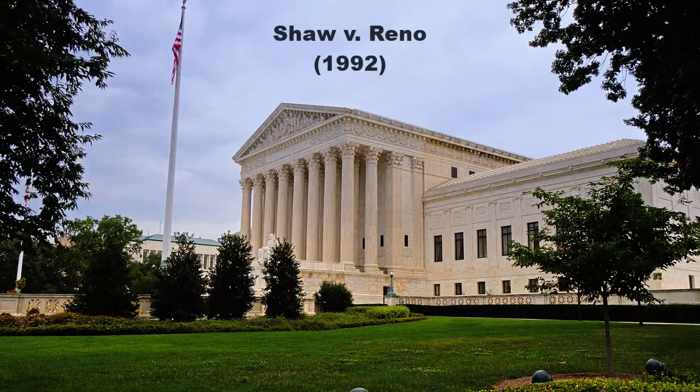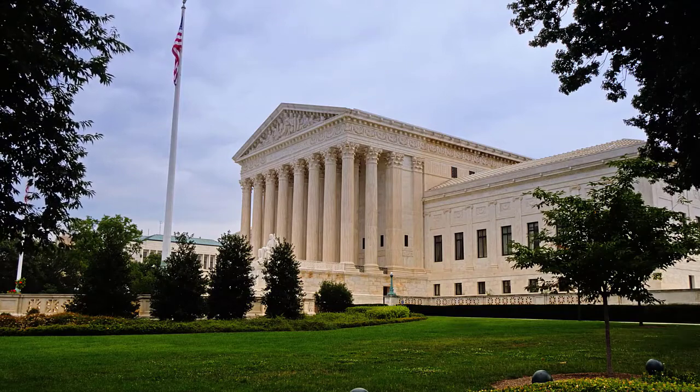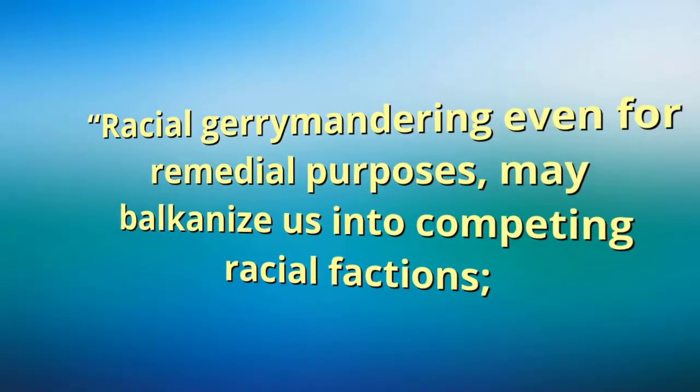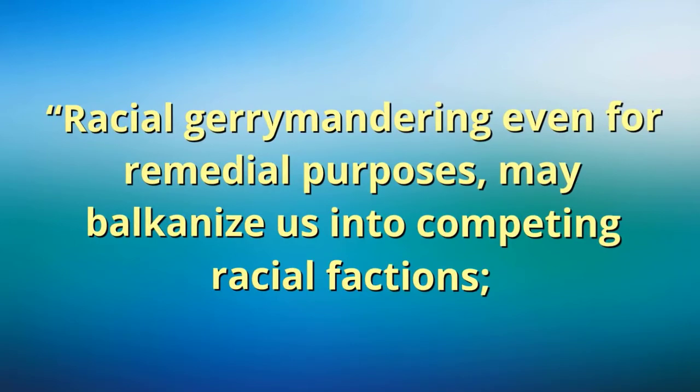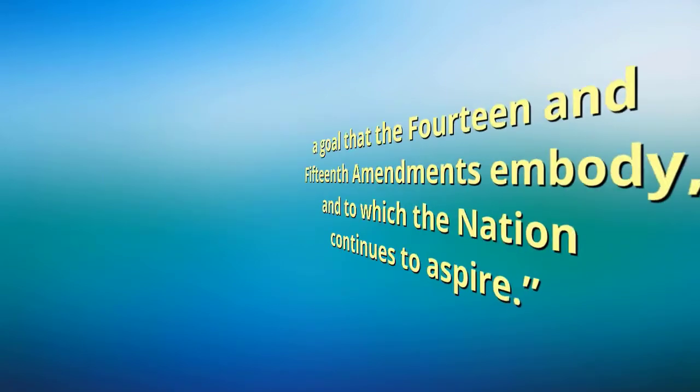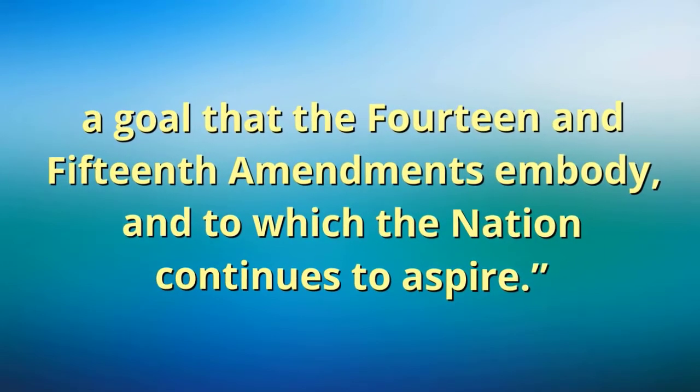The majority said that drawing districts along racial lines is similar to racial apartheid. It said, "Racial gerrymandering, even for remedial purposes, may balkanize us into competing racial factions. It threatens to carry us further from the goal of a political system in which race no longer matters, a goal that the 14th and 15th Amendments embody, and to which the nation continues to aspire."